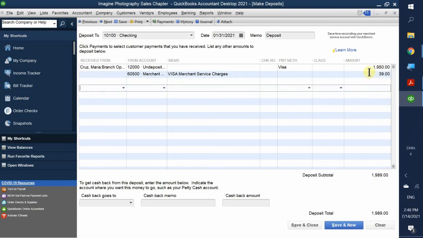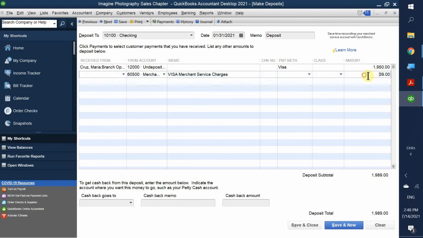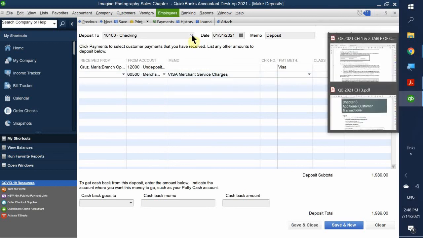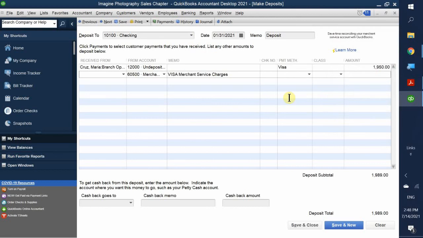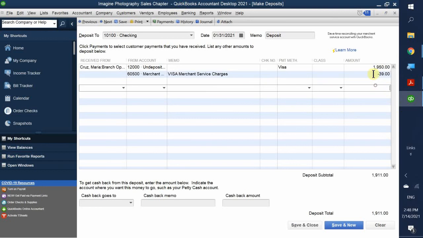No, that's not right. So in this case, what I have to remember is when I enter my percentage, I have to enter it as a negative number. So it has to be negative 0.2. Okay? And then on my page, it's now going to show me that it is going to subtract $39 of merchant service fees, and it's going to calculate it at the bottom. So then the deposit that I make is now going to only be for $19 and $11.